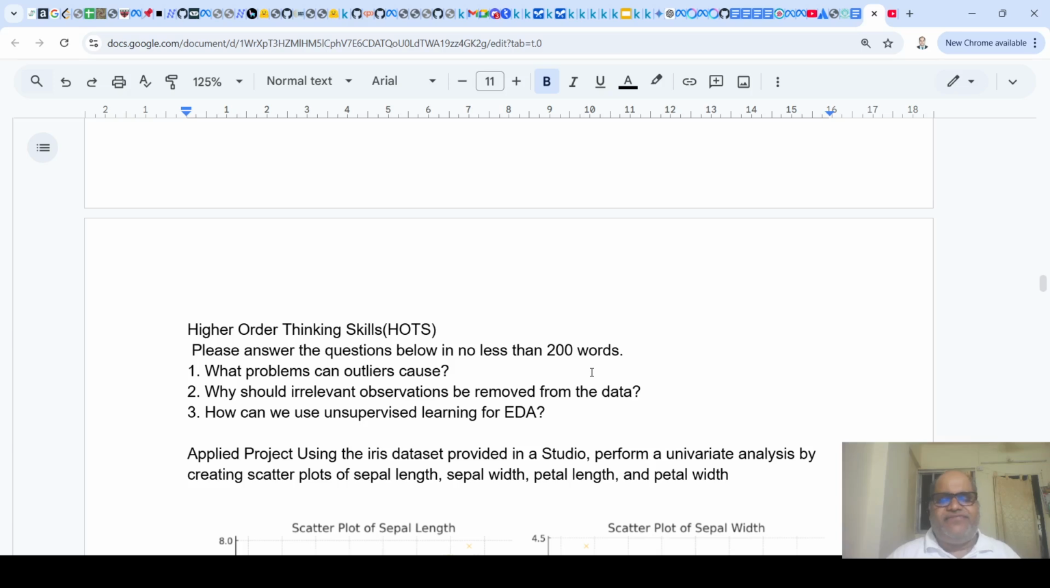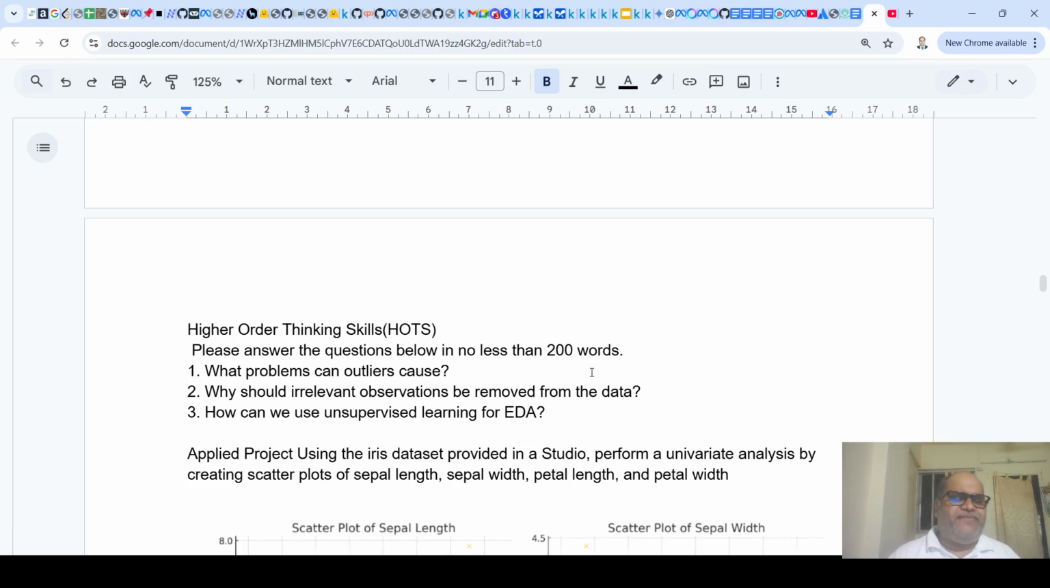Why should irrelevant observation be removed from the data? Irrelevant observations should be removed because they are not important for your overall behavior, right? Many a time when you are looking at correlation, variance, or standard deviation, if you have irrelevant observations which are not needed, those can impact your modeling outcome in a negative way. So that's why you don't need them.